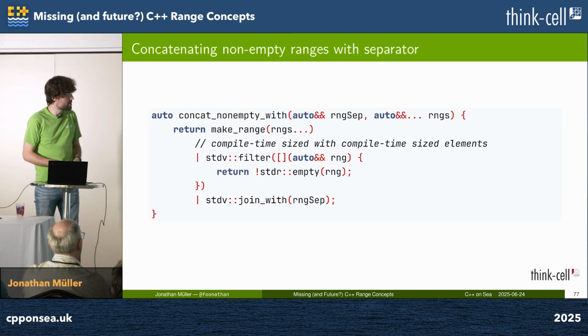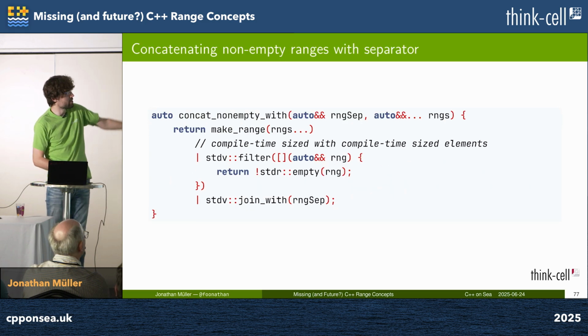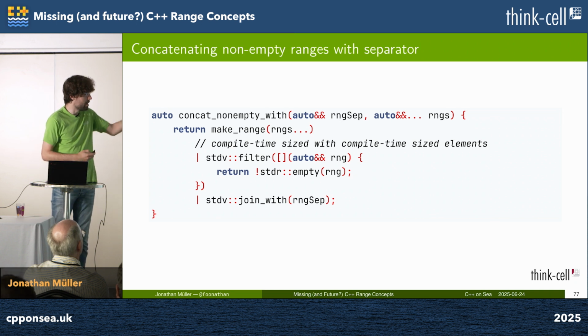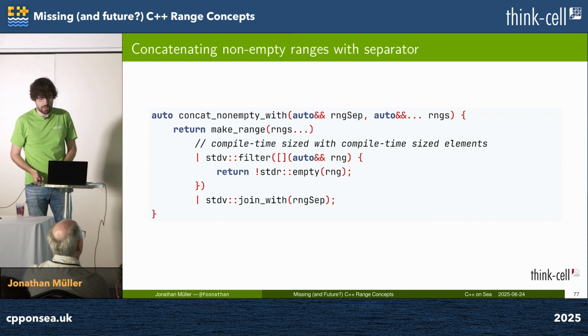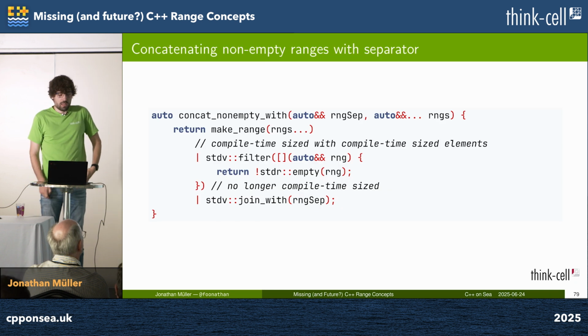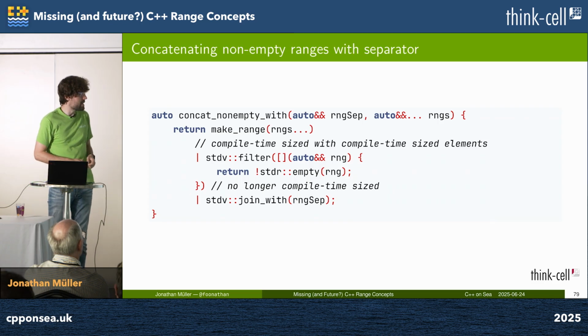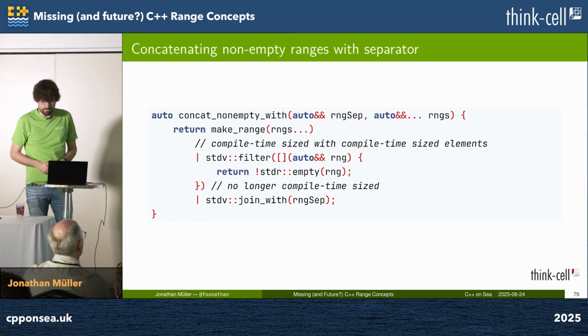Anyway, with heterogeneous ranges, it means that we're done with the first step. We have a compile-time-sized range with compile-time-sized elements in concat non-empty graph. The next step is filter. And with filter, we use compile-time-sized information because filter isn't a sized range.